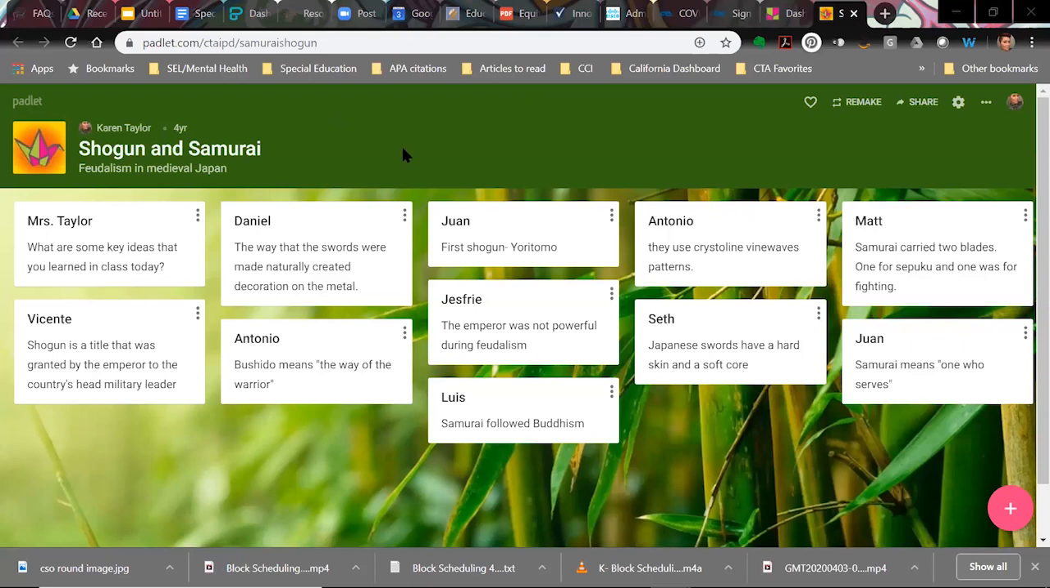So this is actually a Padlet that I created, and we were talking about Shogun and Samurai. If you look right here on the left-hand side, Padlet's a free website. I love it. You could totally do this in real time, and then you could leave it up for maybe a few days and have them add to it. So I'm just going to draw. Here, if you see, I asked them, what are some key ideas that you learned in class today?